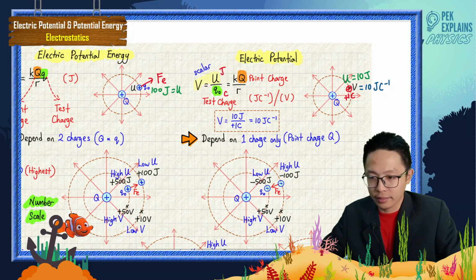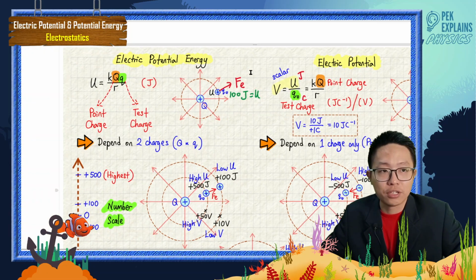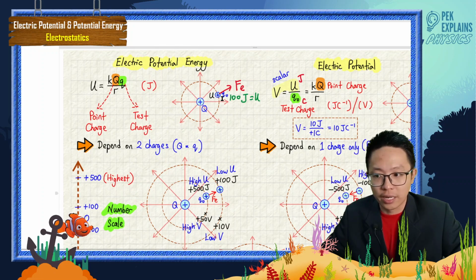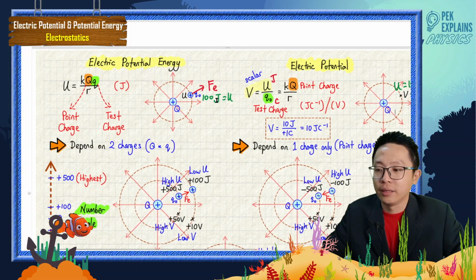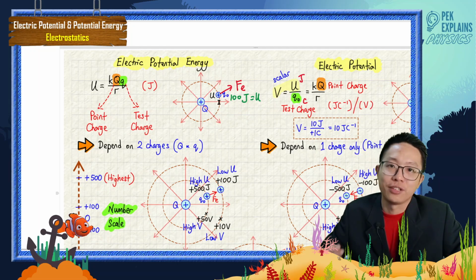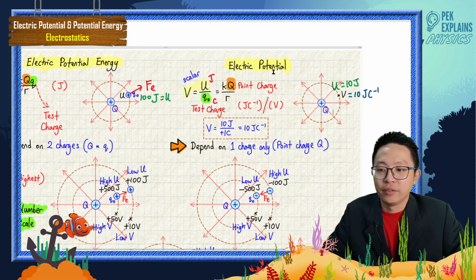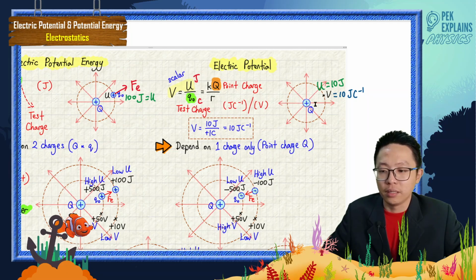Let's say here, if we don't have any test charge, there is still potential. But for potential energy, you must have a test charge. Only the test charge has electric potential energy. If there's no test charge, there's nothing there to possess potential energy. For potential, it doesn't need a test charge, it just needs a point charge. So if there's no test charge, there is still potential.